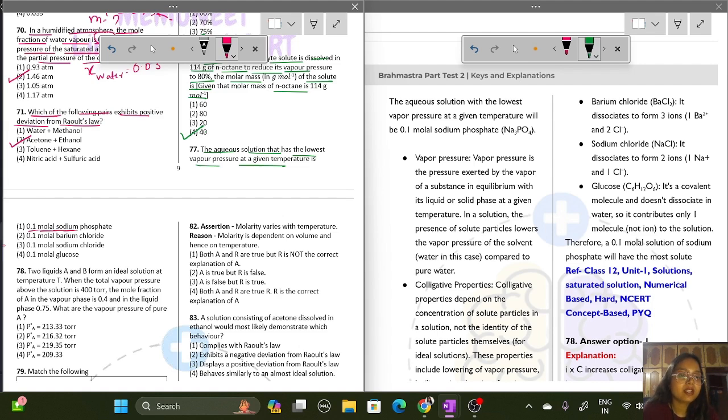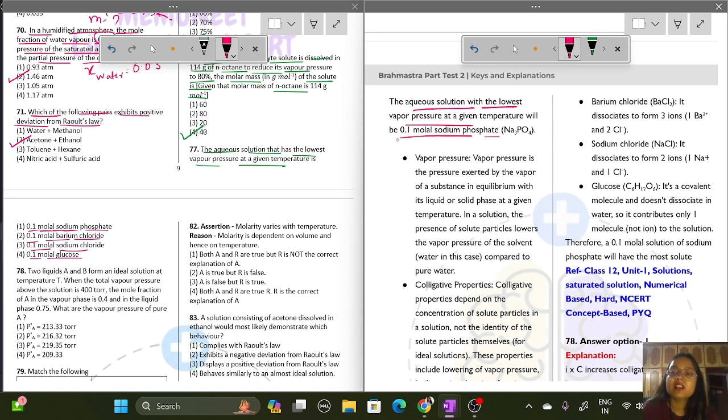So the aqueous solution that has the lowest vapor pressure at a given temperature. The options are 0.1 molar sodium phosphate, 0.1 molar barium chloride, 0.1 molar sodium chloride, and 0.1 molar glucose. So which has the lowest vapor pressure here? Now we know that the aqueous solution with the lowest vapor pressure will be the sodium phosphate.